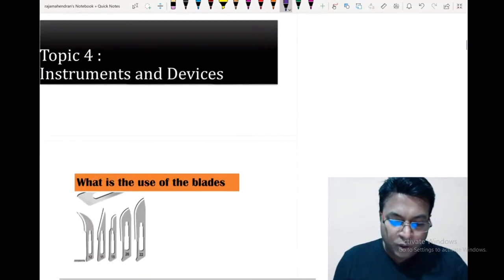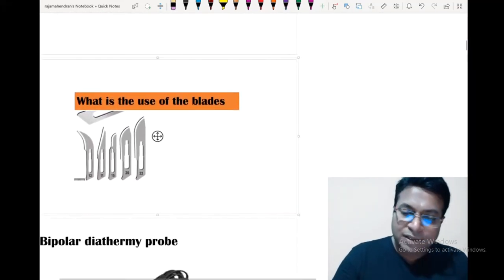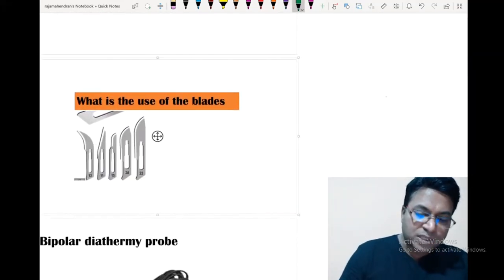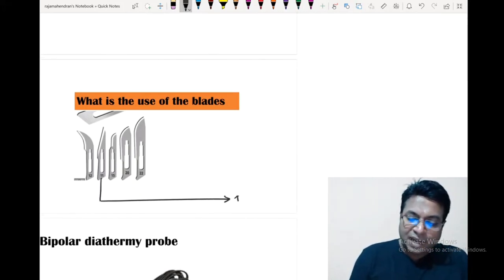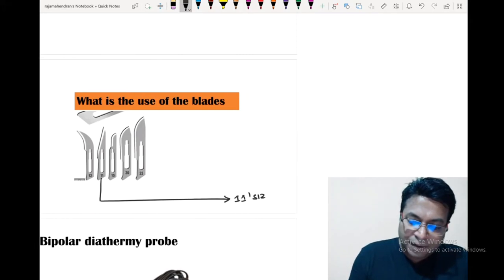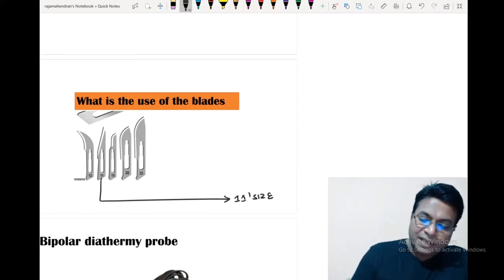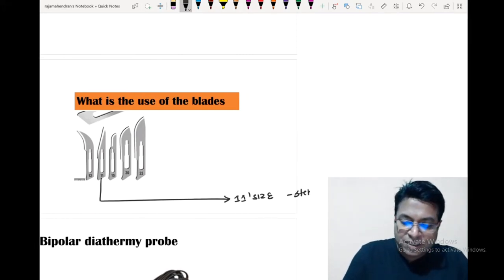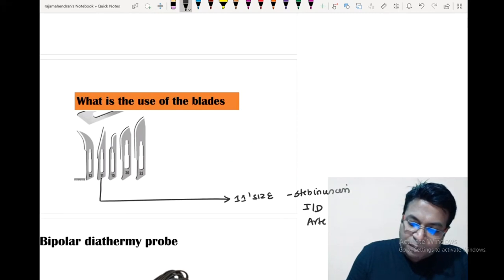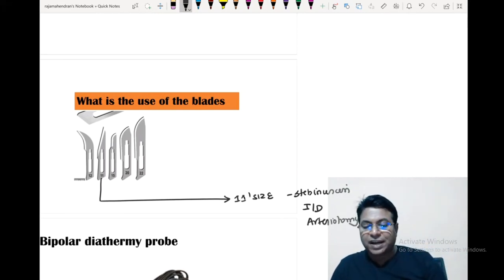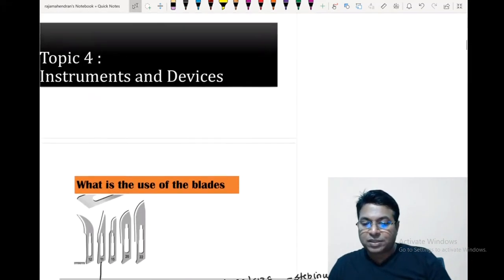Okay, so now I am going to show you the instruments alone fast. Definitely you will be asked questions from instruments, so be fast on the instruments. This is an 11 size blade. Can somebody tell me what is the use of the 11 size blade? The 11 size blade is used for stab incisions, for incision and drainage, and for arteriotomy, for opening the artery. So stab incision, incision and drainage, and arteriotomy.